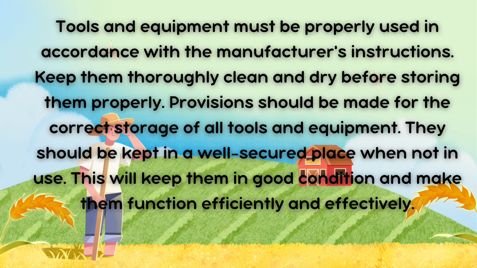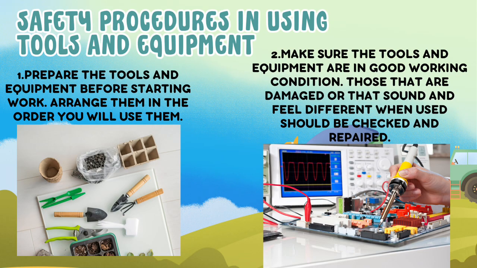Tools used for cutting have to be kept sharp. Once in a while, resharpen the cutting edge of these tools. Tools made of steel tend to rust. Apply a thin coat of oil to preserve their condition and prevent rust. Safety procedures in using tools and equipment. 1. Prepare the tools and equipment before starting work. Arrange them in the order you will use them. 2. Make sure the tools and equipment are in good working condition.